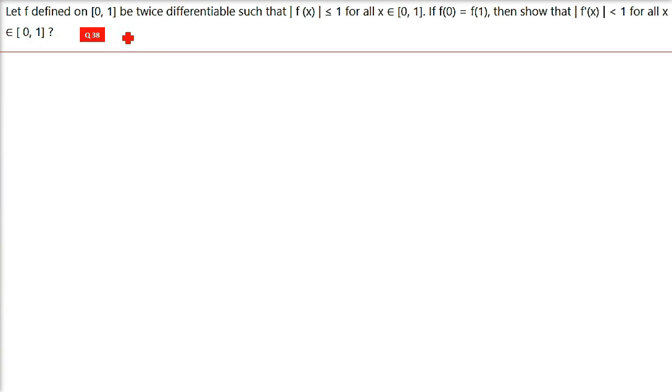Now this question is somewhat different. f is defined on 0 to 1, so x is between 0 and 1 in all the options here. Twice differentiable is an important thing. So we have f(x), f'(x), and f''(x) also. Twice differentiable such that the modulus of f(x) is less than or equal to 1. Now if I do one differentiation, see, f(x) is there.